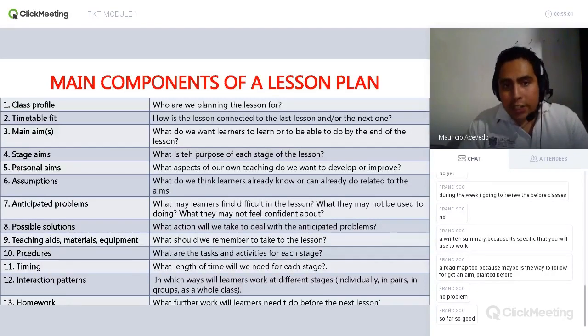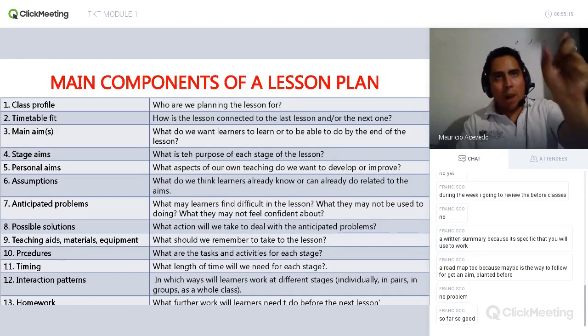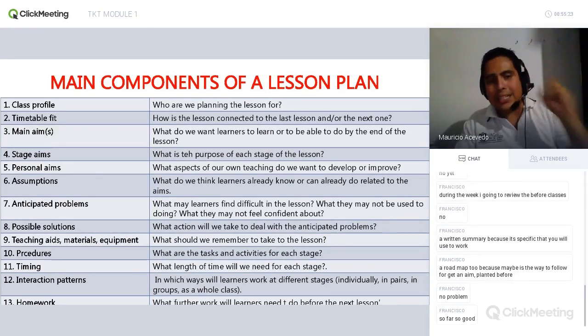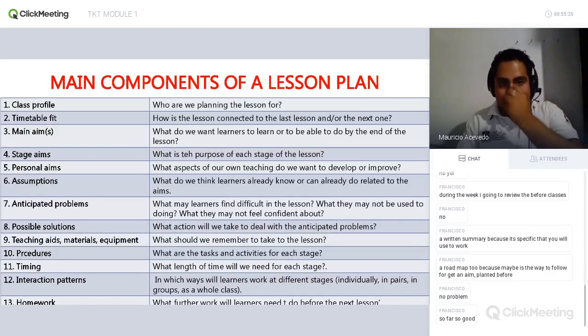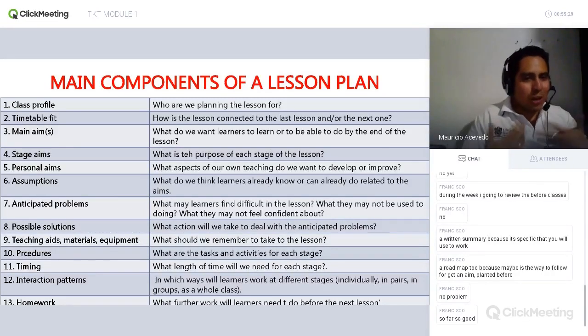Number 10, procedures. The procedures are the steps, all the activities that you will be providing the students. So, what are the tasks or activities for each stage? In many lesson plans, we have warm up, main activity, conclusion, feedback, and so on. All that procedure is basically the activities and tasks that you're going to include in your plan.